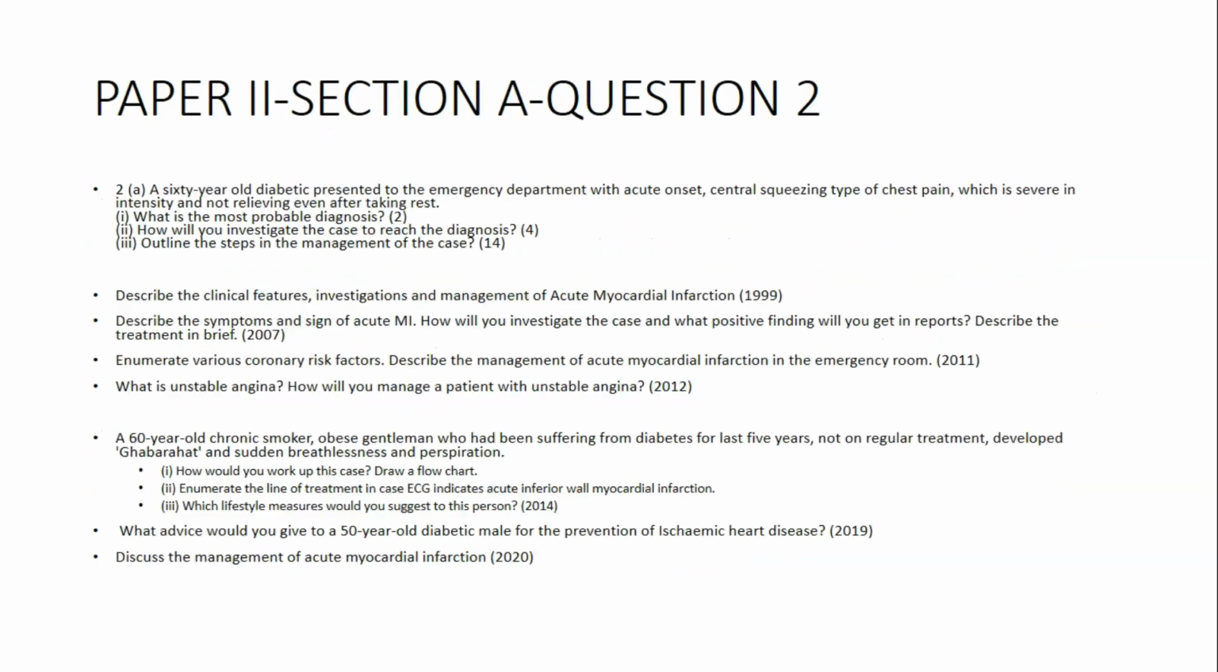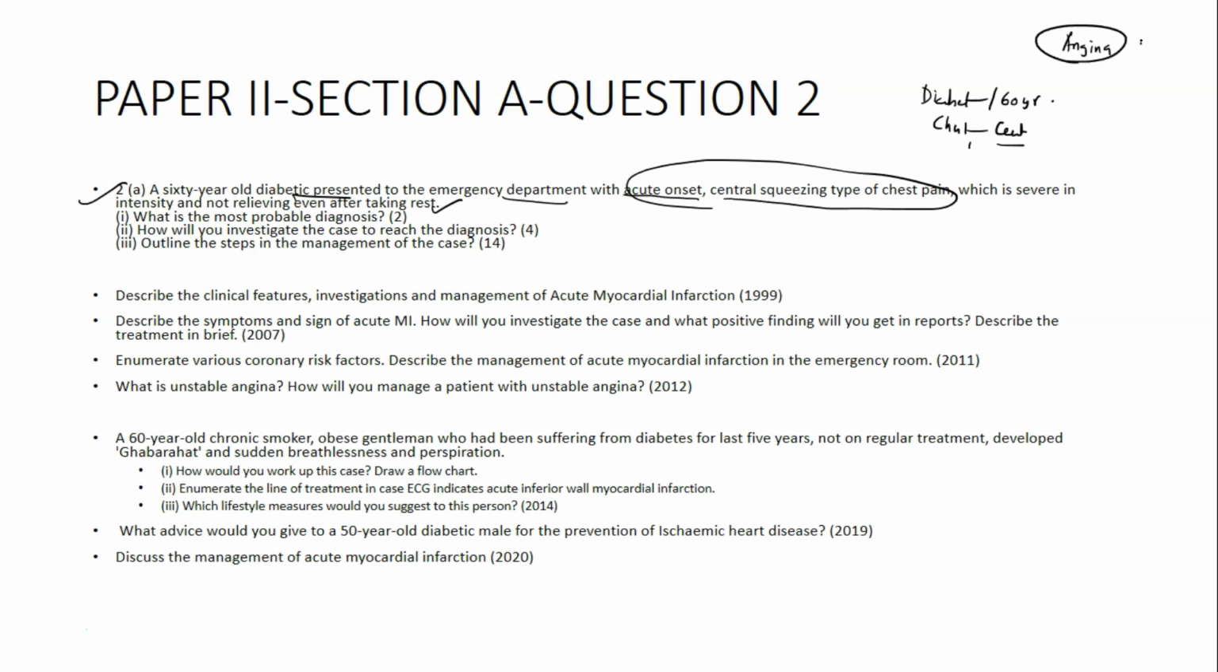Now question number 1 is predictable. Let's go to question number 2, paper 2, section A. Now slowly the general medicine questions have come. A 60-year-old diabetic in the emergency department with acute onset central squeezing type of chest pain. Risk factors are diabetes and age, that is 60 years. The type of pain is chest pain, central and squeezing, acute, severe in intensity, and not relieving even after taking rest. If it relieves after rest, you might think of angina, which might come back again. But don't worry about whether it's angina or unstable angina. You start by thinking that it's coronary artery disease, then we evaluate.